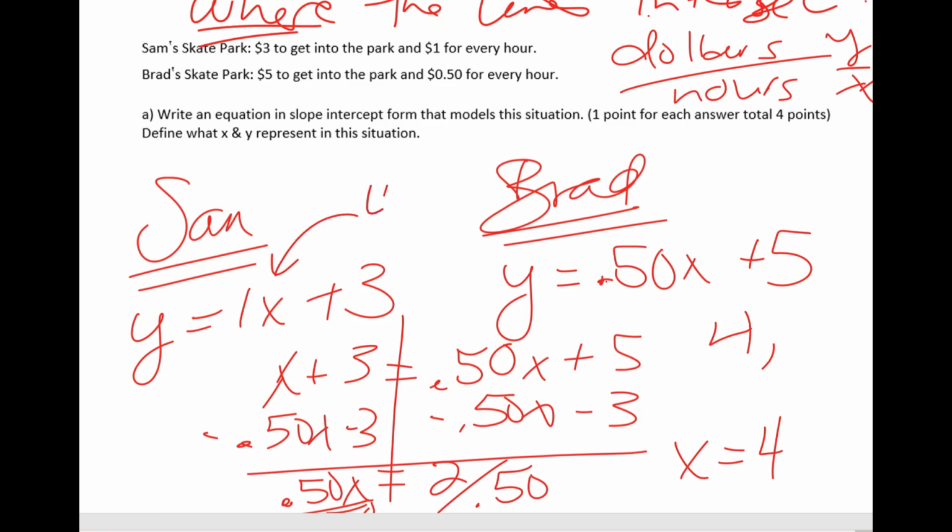4 times, put 4 there. 4 times 1 is 4. 4 plus 3 is 7. They will be both the same. In 4 hours, it will cost them $7.